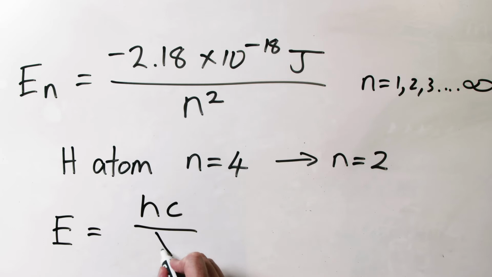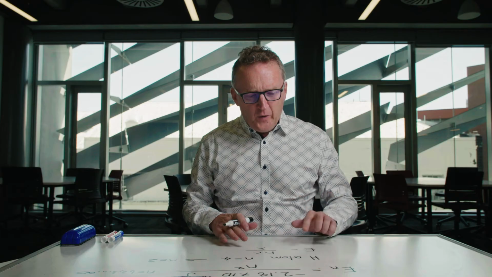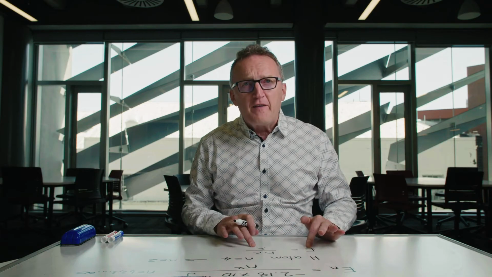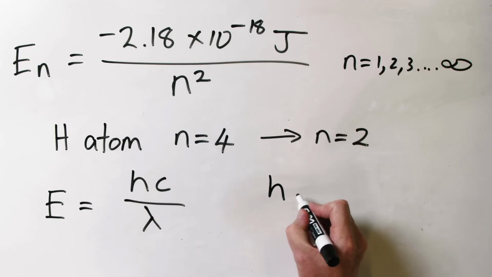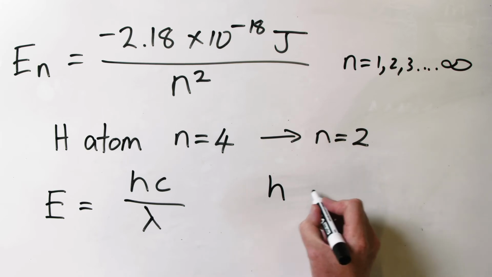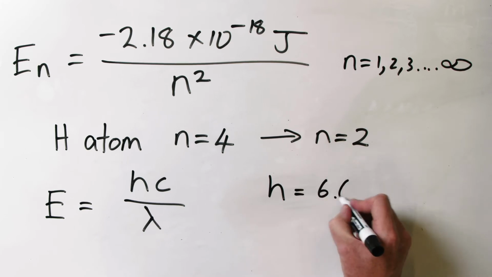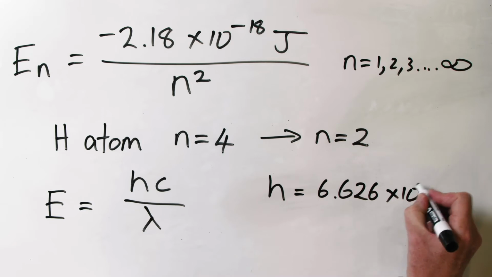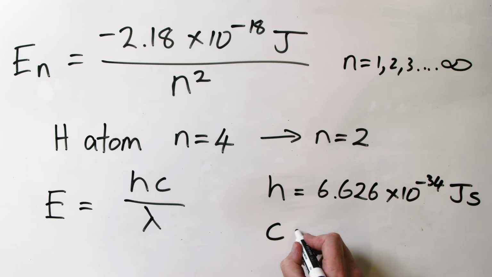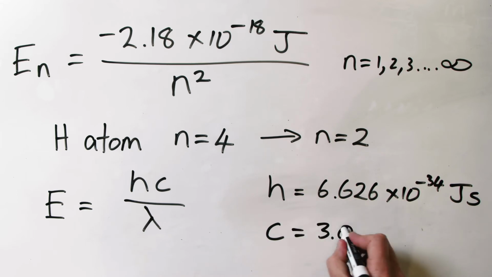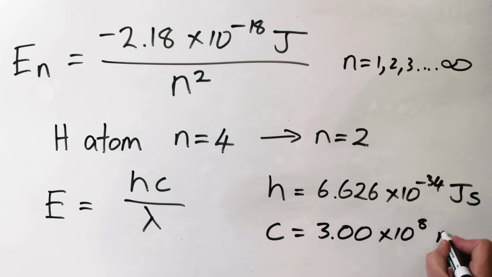E is equal to hc upon lambda. So E is energy, lambda is wavelength, and h and c perhaps you might not be too familiar with. h is Planck's constant, named after the man himself, and that equals 6.626 × 10^-34 joule seconds. And c is equal to the speed of light, and that is equal to 3.00 × 10^8 meters per second. Let's now utilize all of this and solve this particular problem.